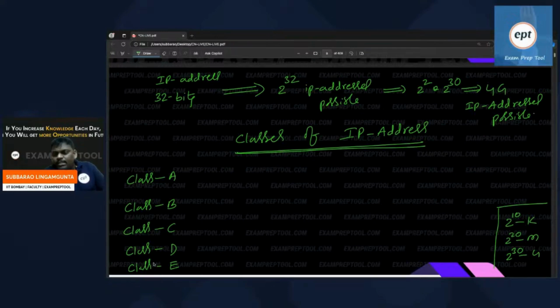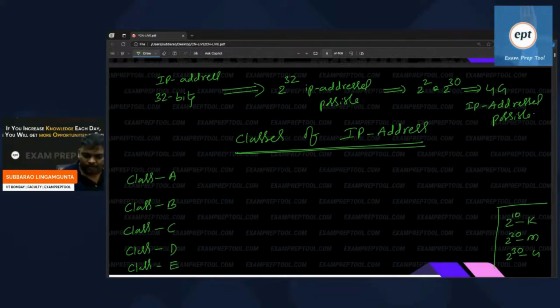By seeing the STD code, can I say which place the call is coming from? Am I right or wrong? By seeing the STD code, I can say where this call is coming from. Same thing here also. By seeing the initial part of this IP address, I can say which class it belongs to.